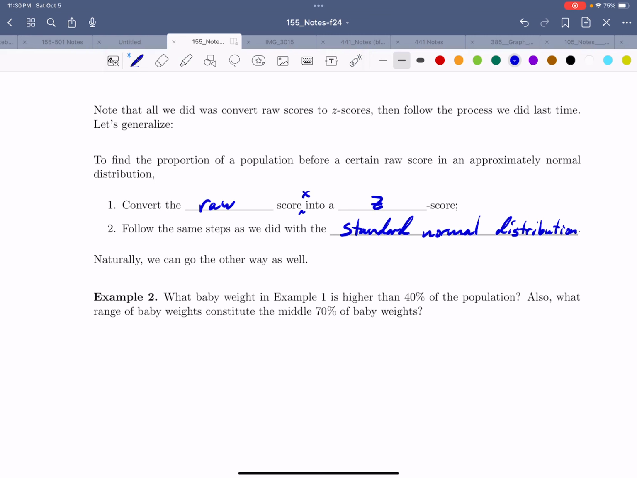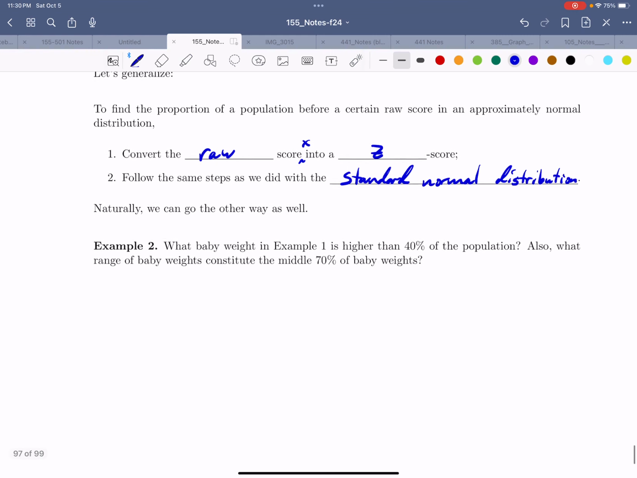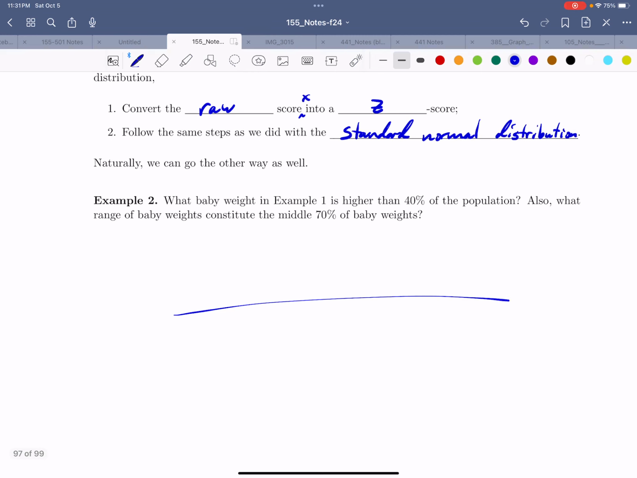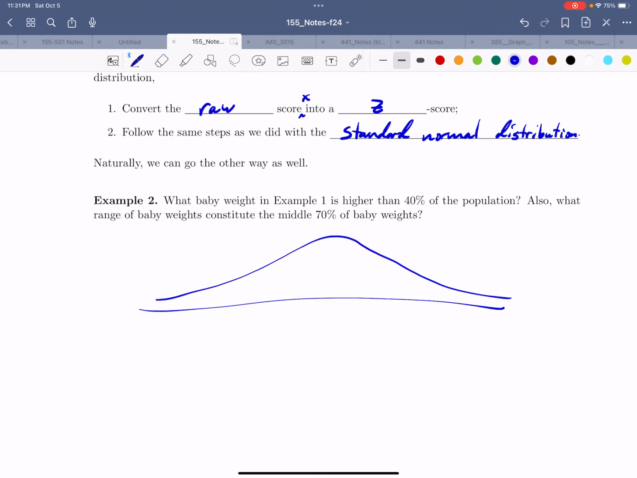All right. Anyway, naturally we can go the other way as well, right? What baby weight is higher than 40% of the population? Now let's just draw that out to make sure we understand what exactly we're trying to find here, right? Higher than 40% of the population, we want the weight, we'll call it x, such that this area here is 0.4 or 40%.